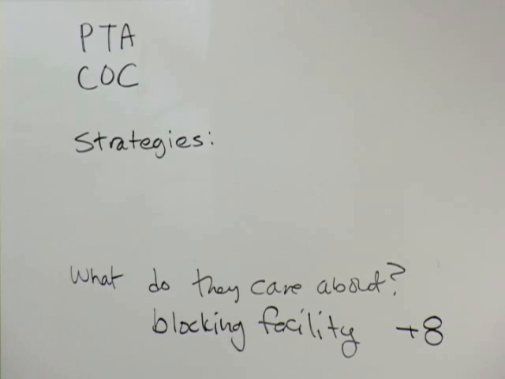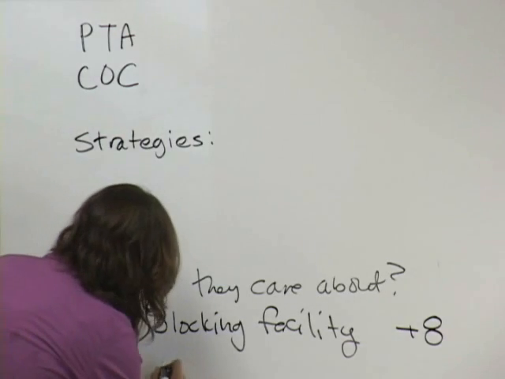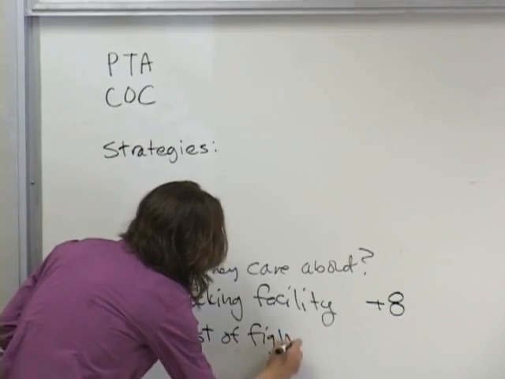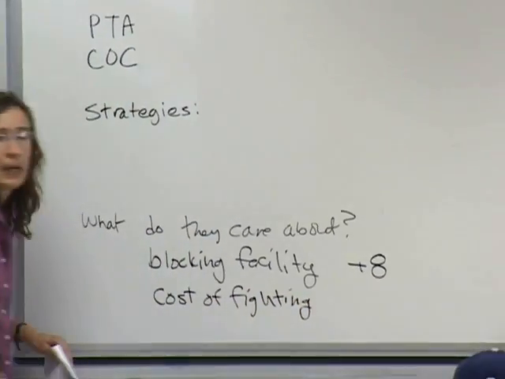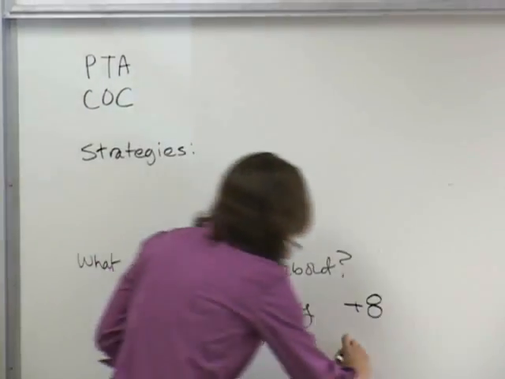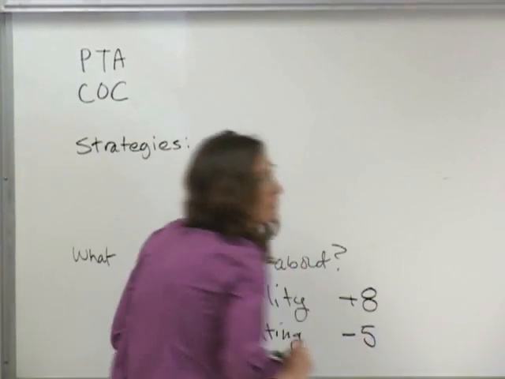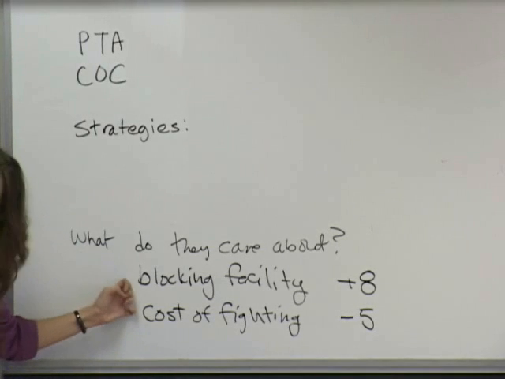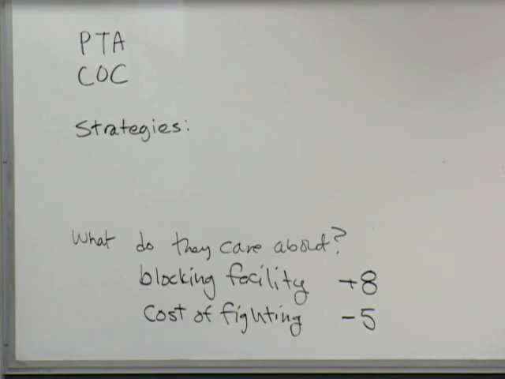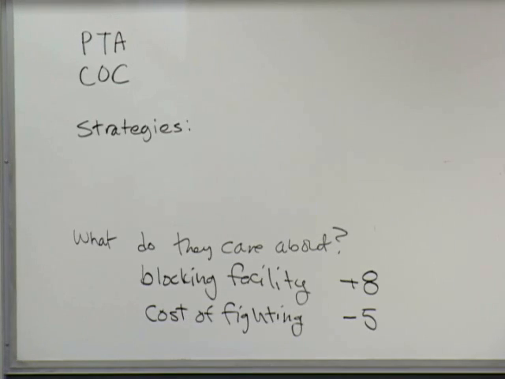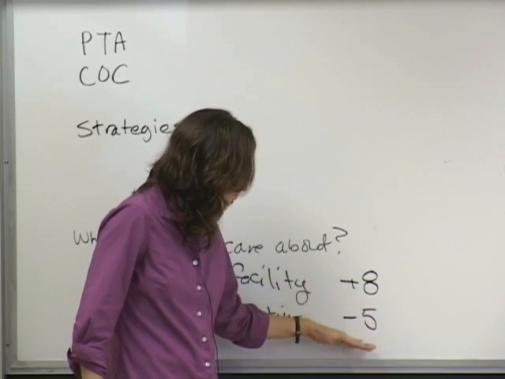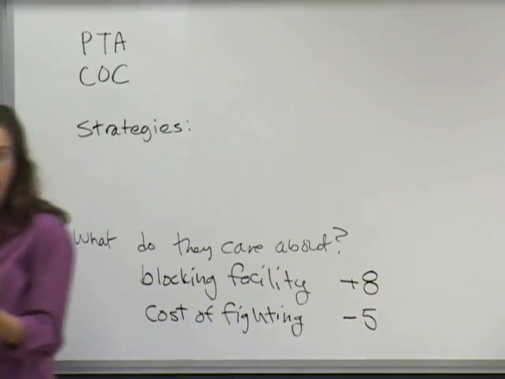But fighting the facility takes time and effort that could be spent pursuing other goals, blah, blah, blah. So the other thing they care about is the cost of fighting. They don't like that. It's a hassle. It's unpleasant. They'd rather be doing other things. If they have to fight, it's -5. So right here, here's my multiple components. There's two different parts of the scenario that they care about, and both of them raise or lower their utility by an amount that's given.